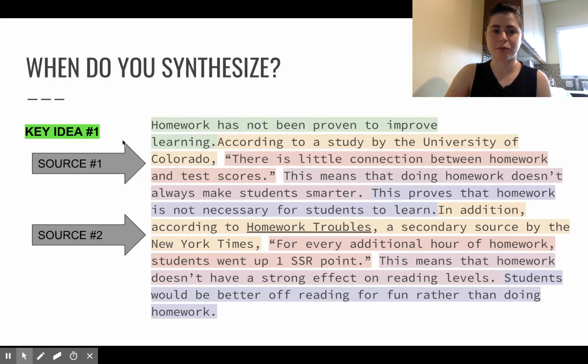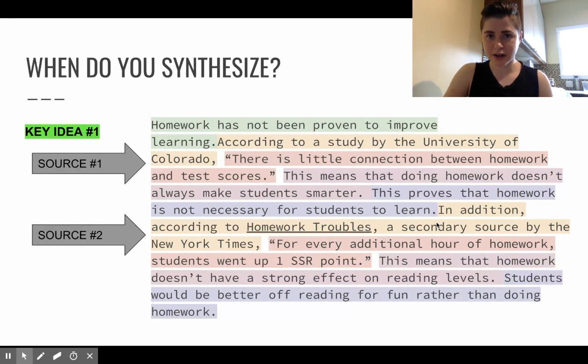So how does that look when you're writing? Let's take a look at an example. We've got our claim. Homework has not been proven to improve learning. Contextualizing our first source: according to a study by the University of Colorado, there is little connection between homework and test scores. That's our first source. We used one source, and we're explaining what it means. This means that doing homework doesn't always make students smarter. This proves that homework is not necessary for students to learn. That's our first source. We explained it.